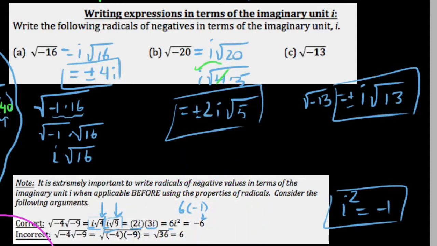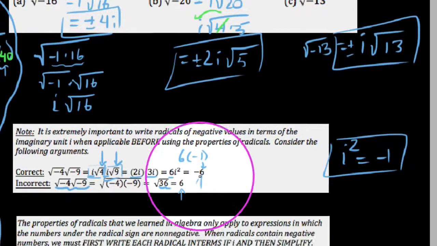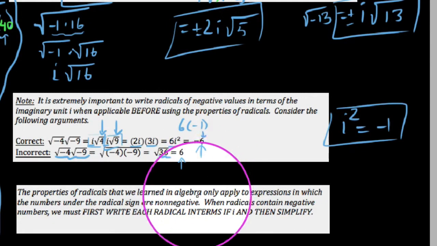So the incorrect way of doing this would be not taking the i's out front first. You always need to rewrite a radical of a negative in terms of i first, like we just did, because if you don't, you run the risk of taking the square root of negative 4 times the square root of negative 9 and getting the square root of negative 4 times negative 9, which would produce a positive 36 in here, which only gives you 6. But in this case, we want the negative 6, okay?